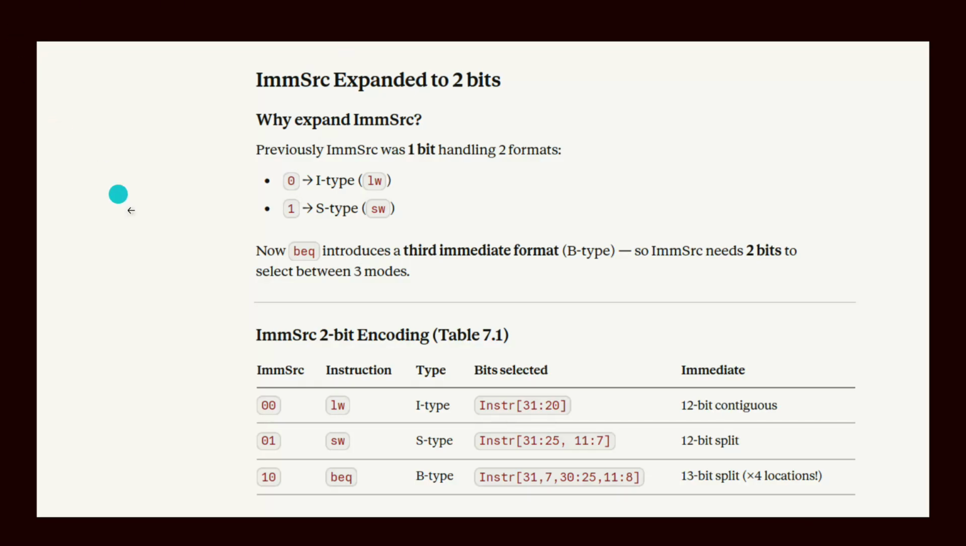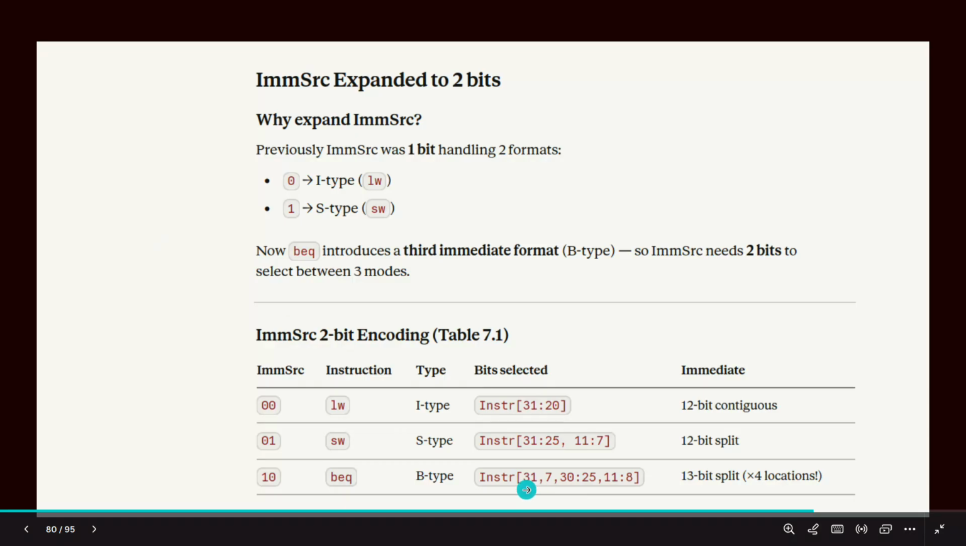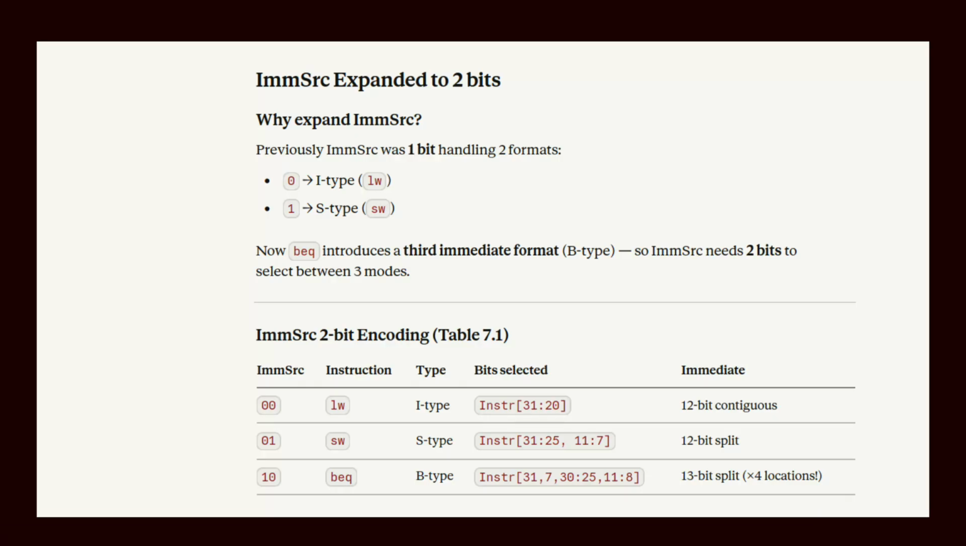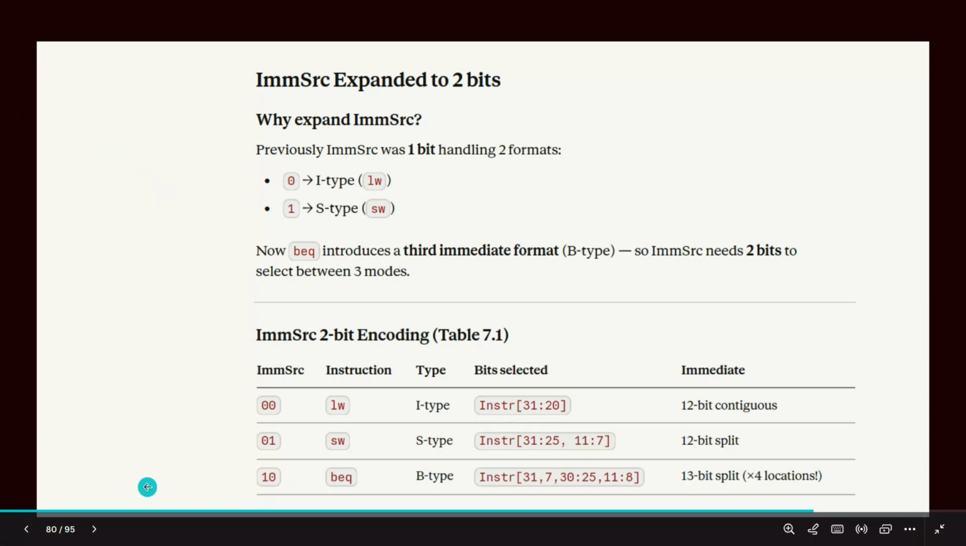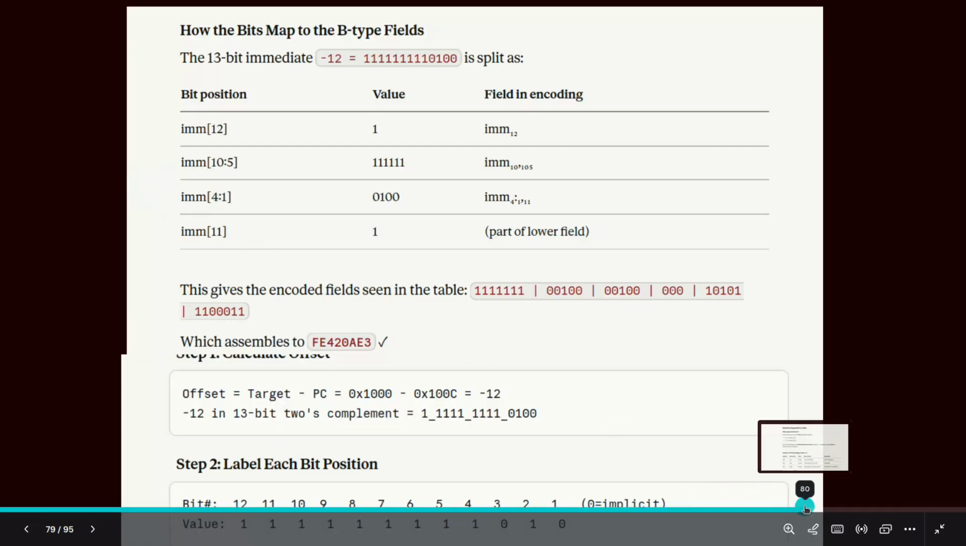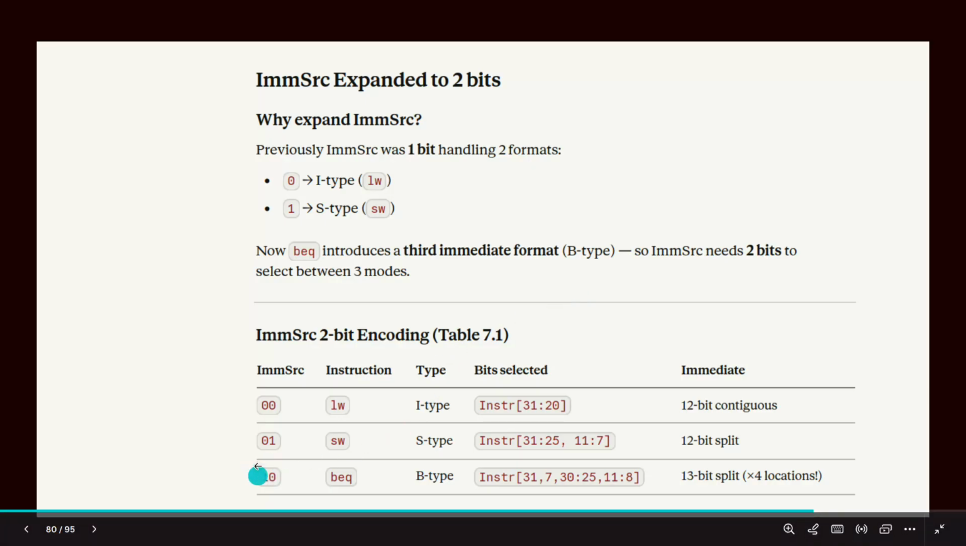But here, if you see, the bits are split into 4 locations. We know that in the branch we have immediate 12, immediate 10:5, then immediate 4:1, and immediate 11. Like that, 4 locations they are split. Since they are split into 4 locations, a 13-bit split is happening here. So the value of immediate SRC here would be what? The value of immediate SRC here would be 10.